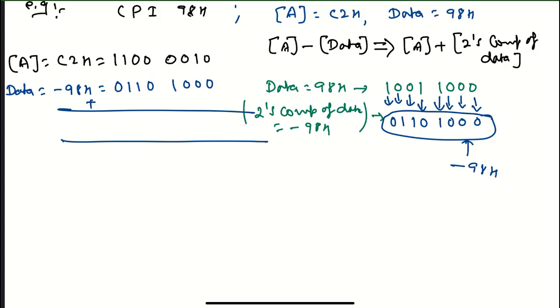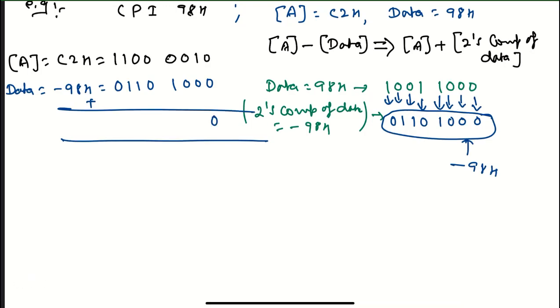So 0 plus 0, it is giving a 0 from the first stage. Then again 1 plus 0, it is 1. From the third stage, 0 plus 0, it is 0. From the fourth stage, 0 plus 1, it is 1. From the fifth stage, 0 plus 0, it is 0. From the sixth stage, 0 plus 1, it is 1. From the seventh stage, 1 plus 1, the sum bit will be 0 and carry bit will be 1. So here 1 plus 1 plus 0, sum will be 0 and carry will be 1.